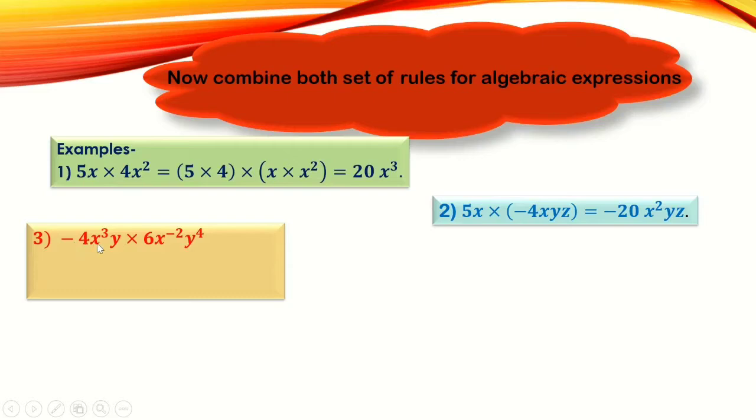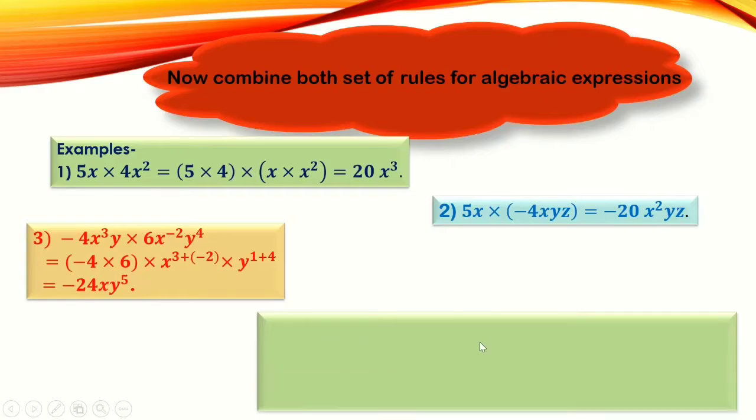Minus 4x cube y into 6x raised to the power minus 2 y squared. So, can you guess the answer? Since we are multiplying the terms, the exponents on the variable will get added. So, therefore, we are getting the answer minus 24x y raised to the power 5. Next example.